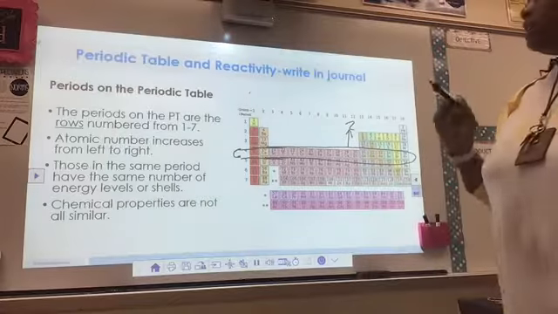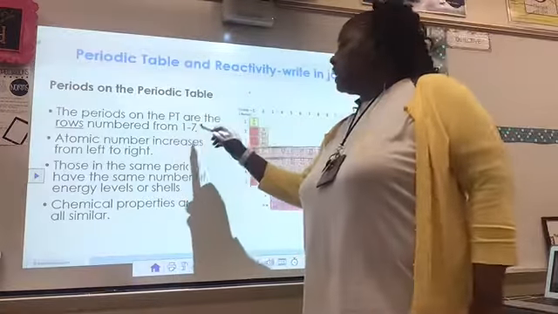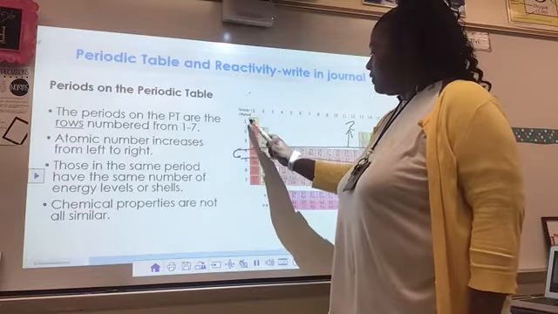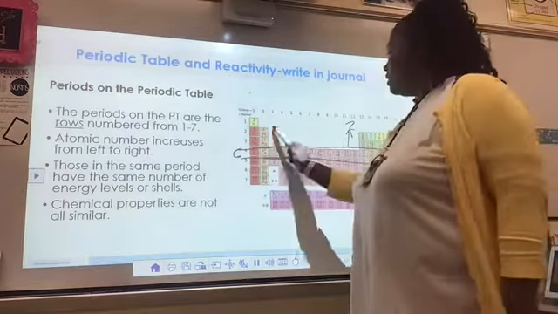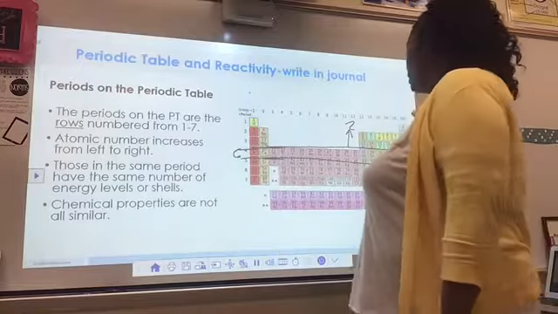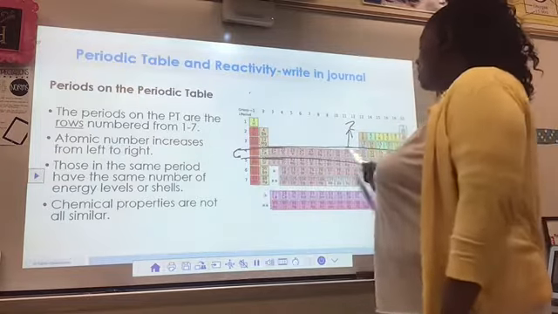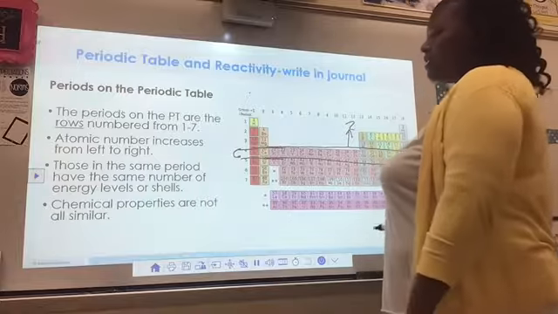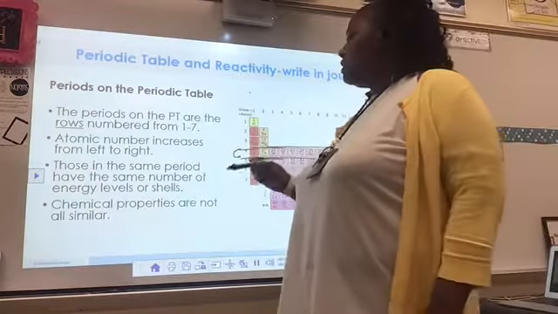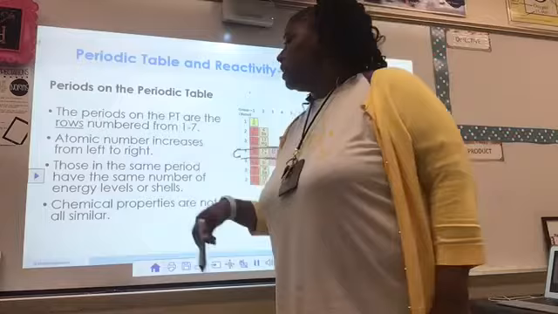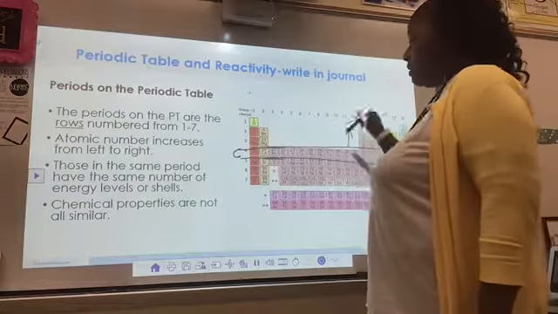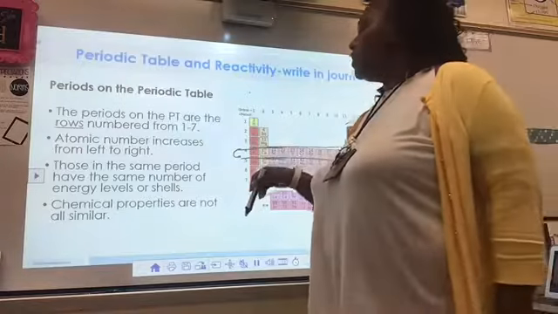Now, periods on the periodic table go from 1 through 7. The numbers are on the side here, and they run left to right. So we have period 1, period 2, period 3, period 4, period 5, period 6, and period 7. As you go through the periods, the atomic numbers are going to increase from left to right, as we talked about earlier about the periodic table itself.